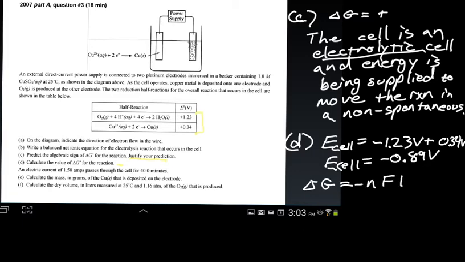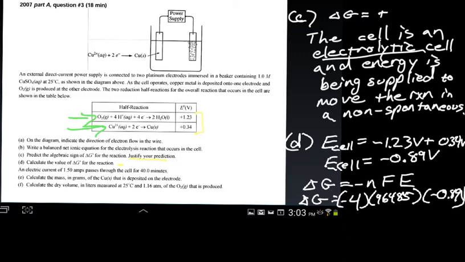And then, of course, to convert cell potential to delta G, we need our old buddy delta G equals negative nFE. We know the cell potential, we know F, and we know n. n here is going to be 4 electrons, because you remember we had to multiply this second reaction times 2 to get it to have the same number of electrons exchanged as the top one. So it's going to be 4 electrons. I don't want to forget my negative. We're going to have 96,485 for Faraday's constant, and our cell potential is negative 0.89 volts. So when we calculate our delta G, it is going to come out to be 343,540 joules.